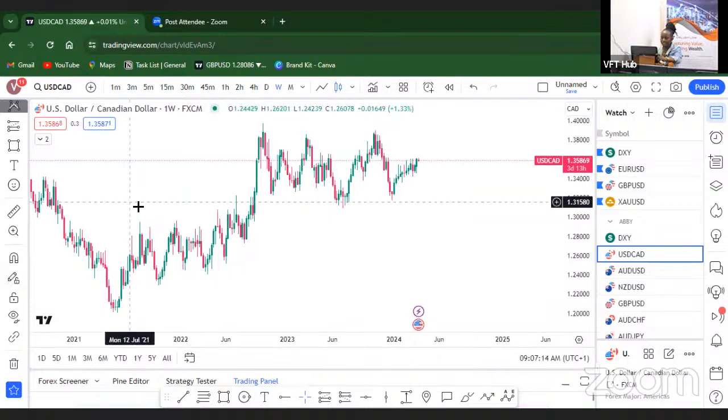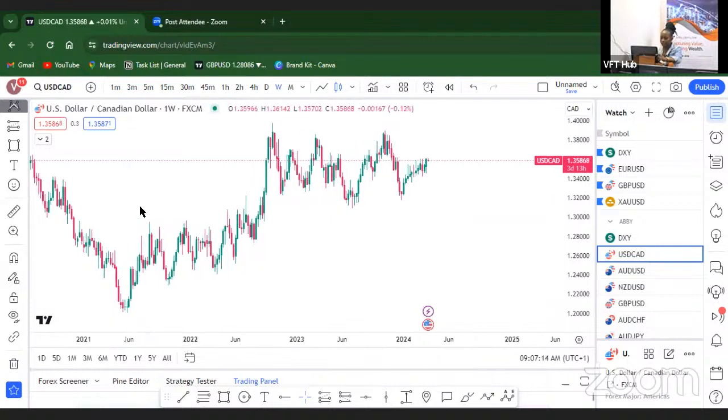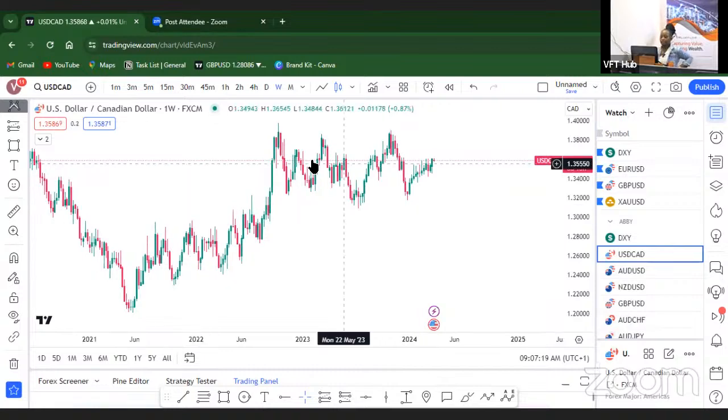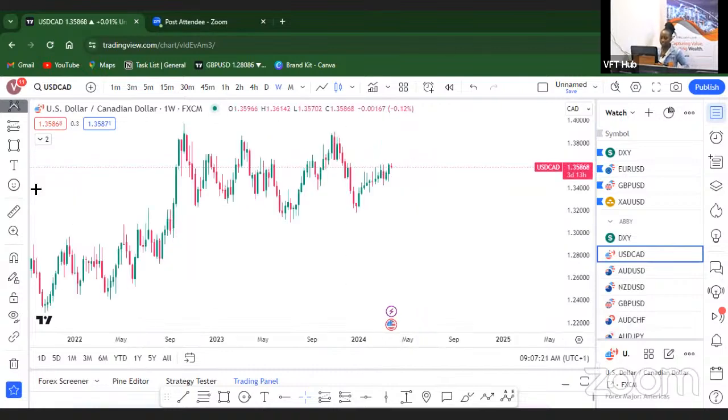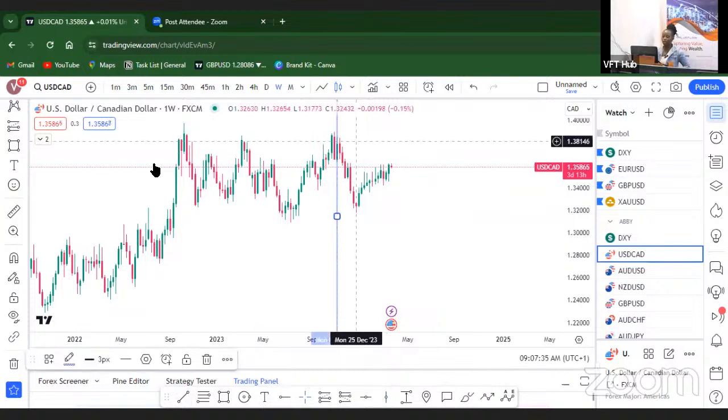The next asset class we'll be looking at is USD CAD. All right, thank you. USD CAD, right? Now, when you come on the weekly time frame of USD CAD, you see there's a lot of equal highs and equal lows that have been formed right here. But if you decide to look at the most recent swing, which is right here, just going to separate it. These are our most recent swing. We seem to be bearish on USD CAD, right?